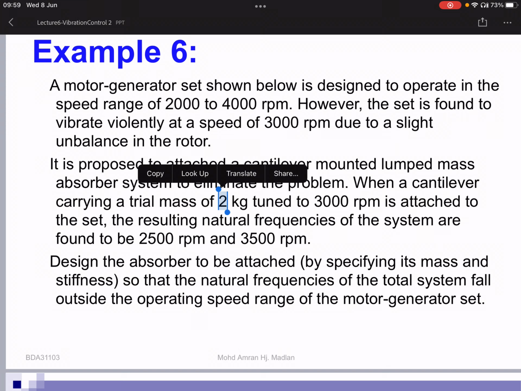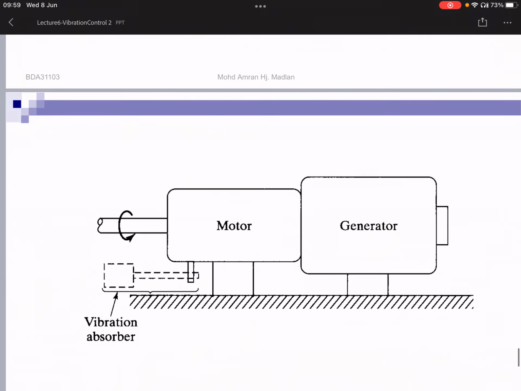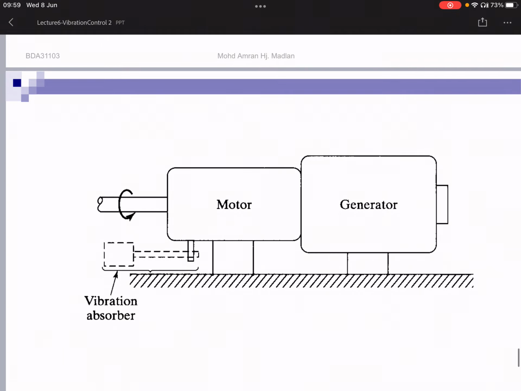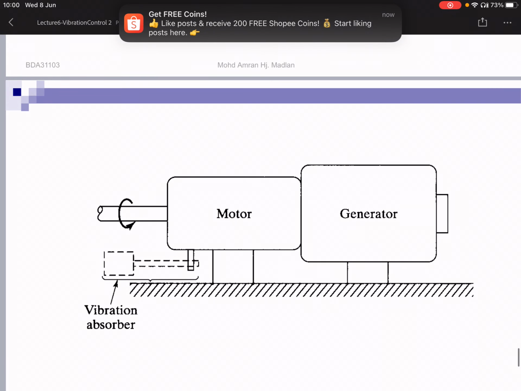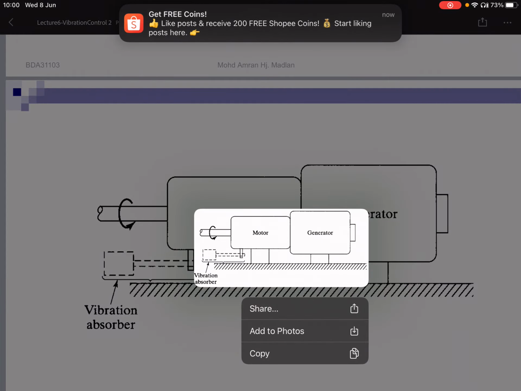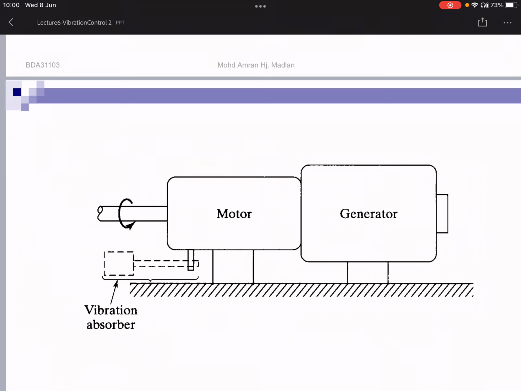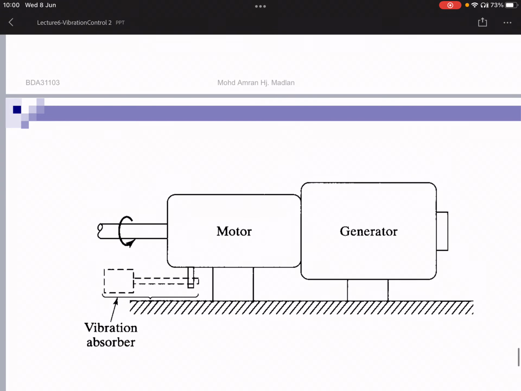This allows us to determine the mass of the system, because this example doesn't give us the mass of the system, M1. When we use 2 kilogram, we get these natural frequencies, and from here we can find M1 first. Once we determine M1, the mass of the system, we can determine M2 and K2. So this is the example of the motor generator with the vibration absorber. We can use that information to find the mass of the system, which is the motor and generator.